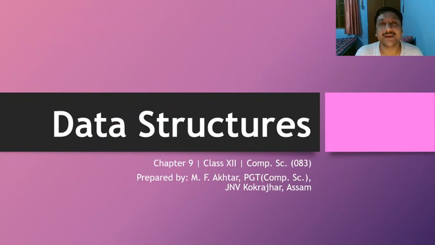Today we have come again with a new topic, that is data structures. This is the last topic of Python programming. This is chapter 9 for class 12 Computer Science, CBSE Code number 083. Why is it chapter 9? The last chapter we learned was chapter number 5, and this is chapter number 9 because chapters number 6, 7 and 8 have been removed from this new syllabus for this session. So we have come to chapter number 9.